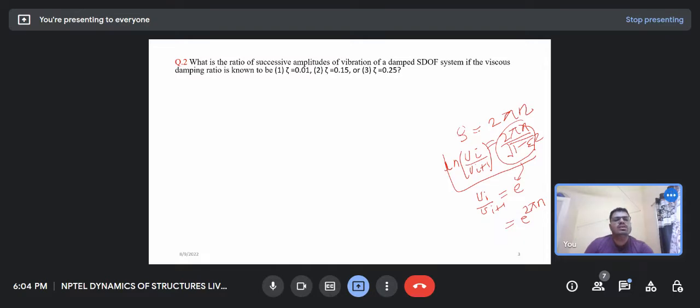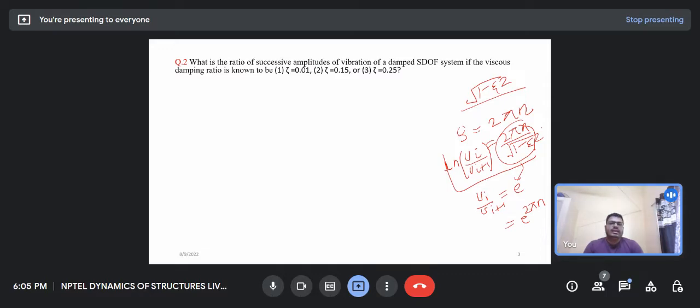Does anyone know when we neglect the term below, the square root of 1 minus xi square, to simplify the equation? When zeta is less than 0.2. Yes, if my damping is less than 20%, then we can ignore this.